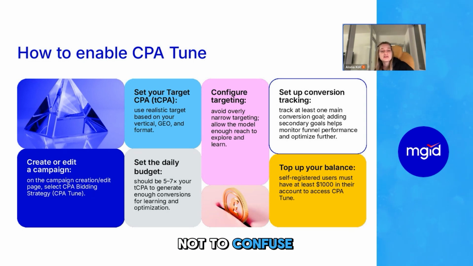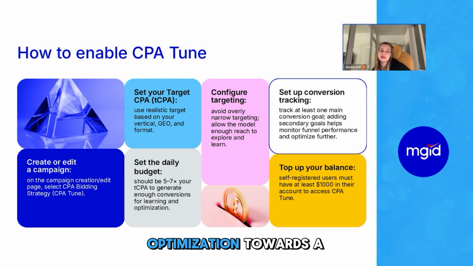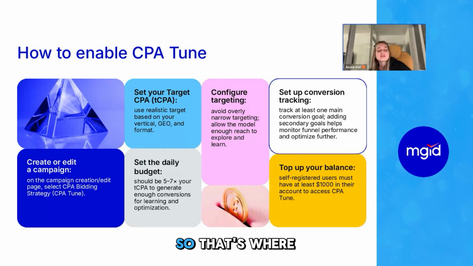Also, not to confuse anyone, the bidding happens on a CPC basis, and you are charged based on CPC as well. When we say CPA bidding, we mean the optimization towards a given target CPA, right? That's why it's called like that. So that's where the switcher is in the interface.